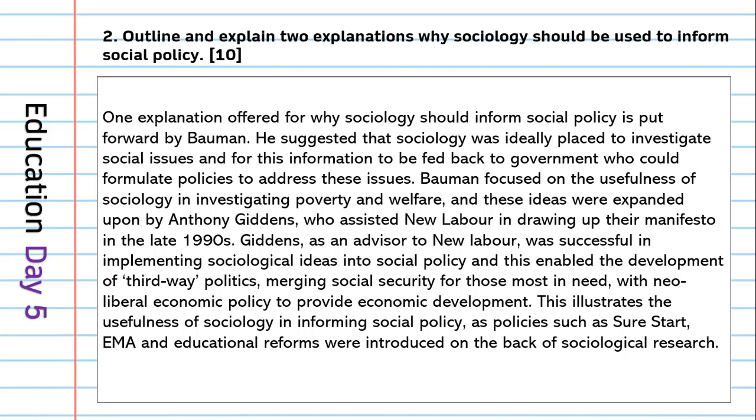Bauman focused on the usefulness of sociology in investigating poverty and welfare, and these ideas were expanded upon by Anthony Giddens, who assisted New Labour in drawing up their manifesto in the late 1990s. Giddens, as an advisor to New Labour, was successful in implementing sociological ideas into social policy, and this enabled the development of third-way politics, combining social security for those most in need with neoliberal economic policy to provide economic development. This illustrates the usefulness of sociology in informing social policy, as policies such as Sure Start, EMA and education reforms were introduced on the back of sociological research.